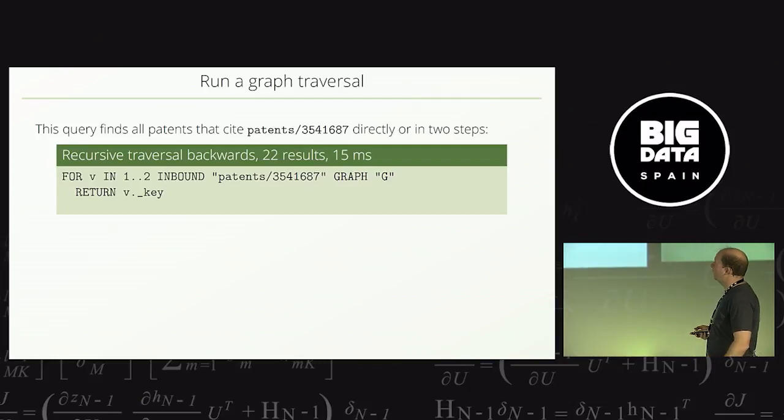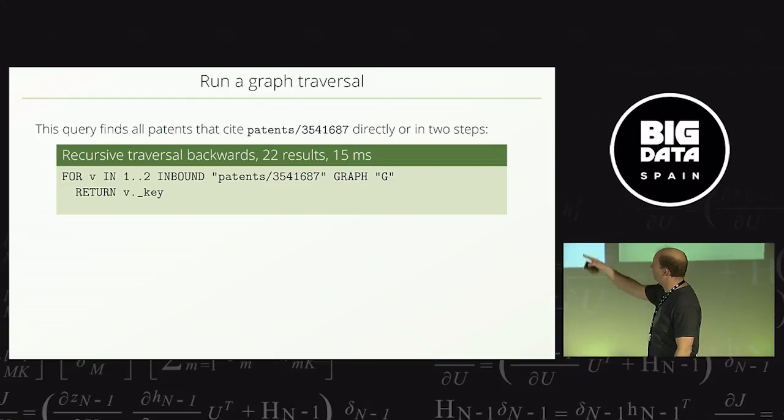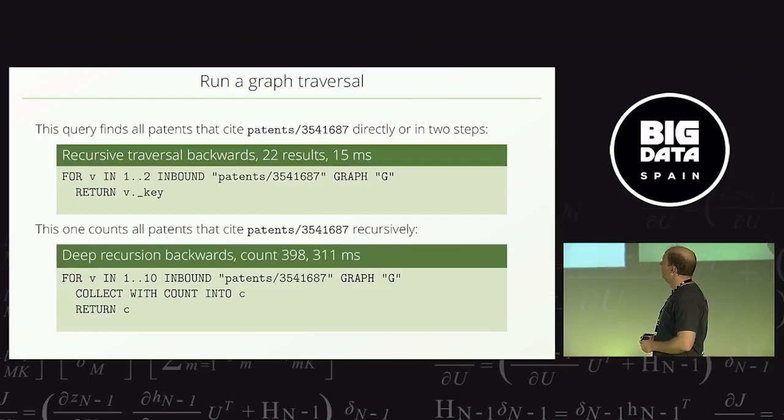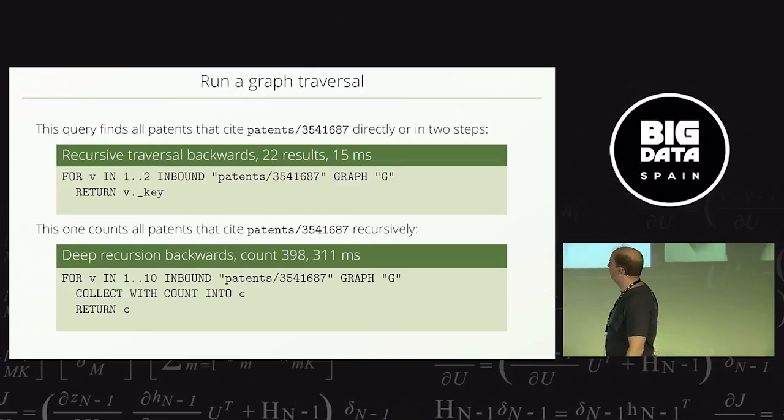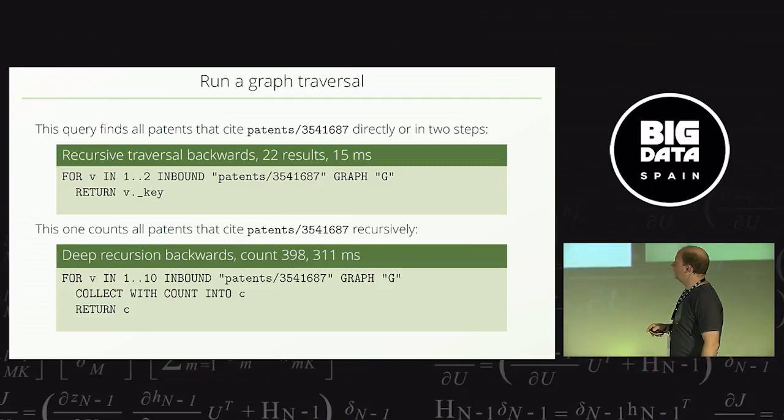This is find all the patterns that cite this one, that is backwards, in up to 2 steps. And it's just using the inbound direction over there and just gives me the keys of these patterns. And the last one, I might be interested in everything which is related to this pattern. So everything which over time cited that one. So I take an old one and see what somehow arose from that. And in this case, I just say up to 10 steps and go backwards and just count the number of results. Yeah. So I've not got many examples because I'm also shortly out of time.